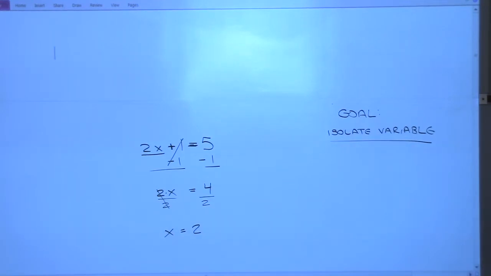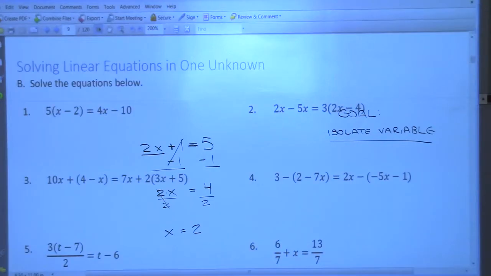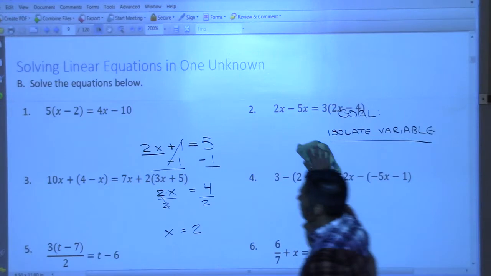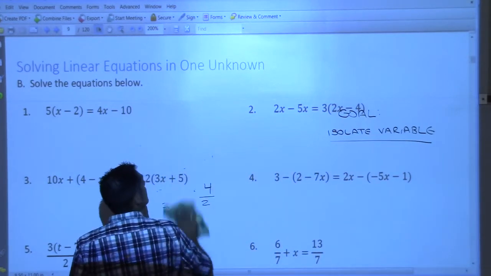Yes? Okay. So that was a very simple example. Let's get to the ones that are in the packet here.